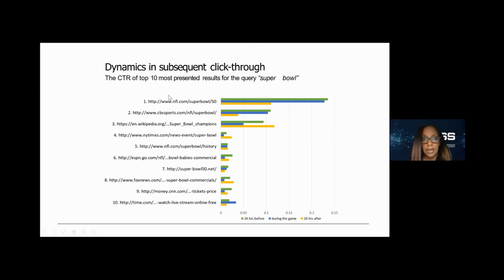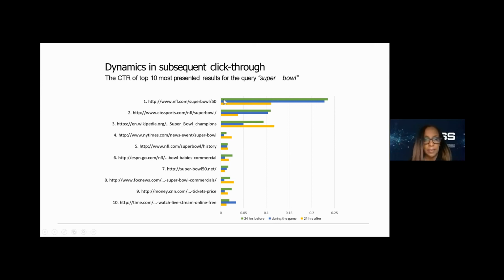So on this slide, what we're showing is that for the same query, Super Bowl, people were more or less likely to click on different things. So same query, so it's typing in Super Bowl, and the green is what happens 24 hours before, the blue is during the game, and the yellow is 24 hours after.